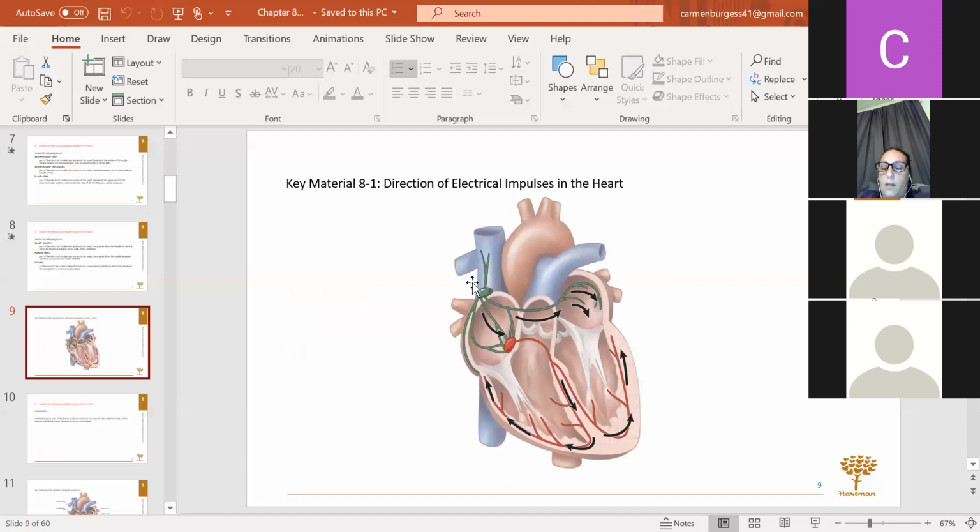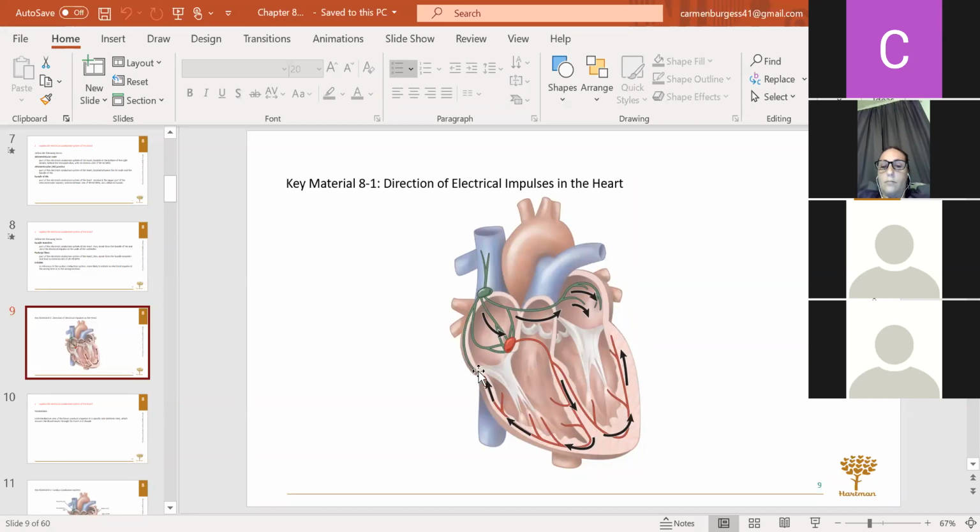What is this? That's the SA node. That's right, because where is it? Right atrium. That's right. So it's working normally. And look at your electricity. This is what I'm talking about. Think of it like a lightning bolt. You see how this fires an electrical impulse.